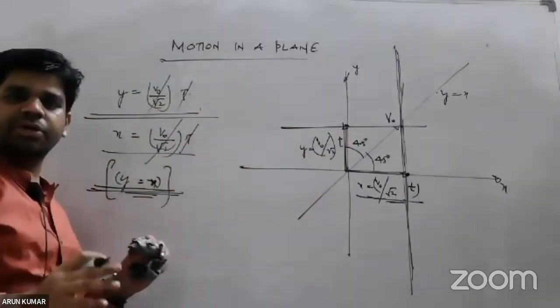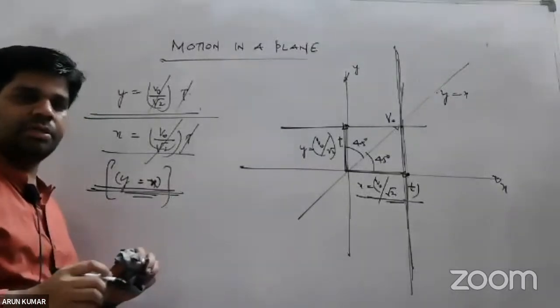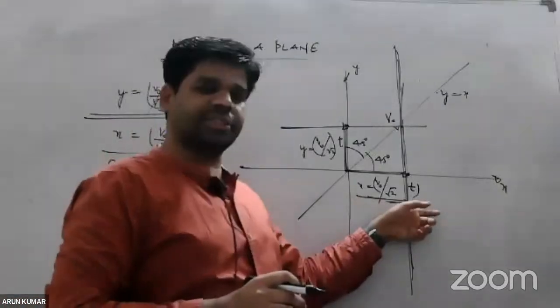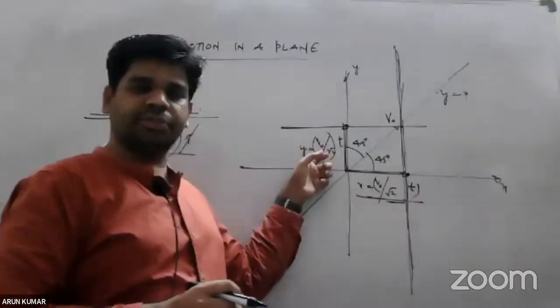All right. You understood how I got the trajectory of the particle? I got the trajectory from 2 independent motions. I wrote this motion in t terms, and I wrote this motion in t terms.